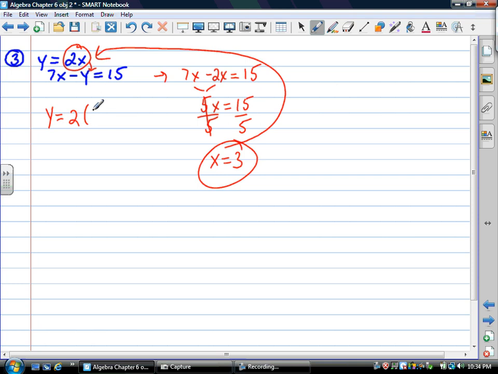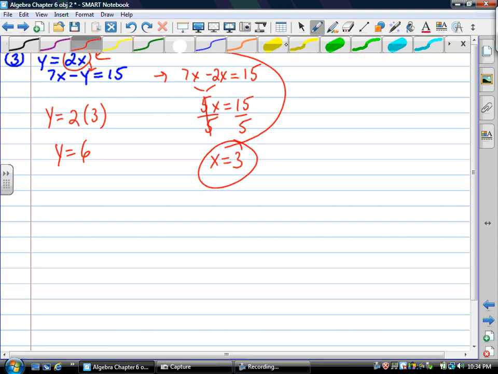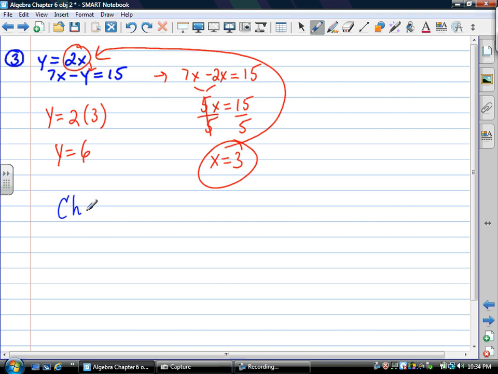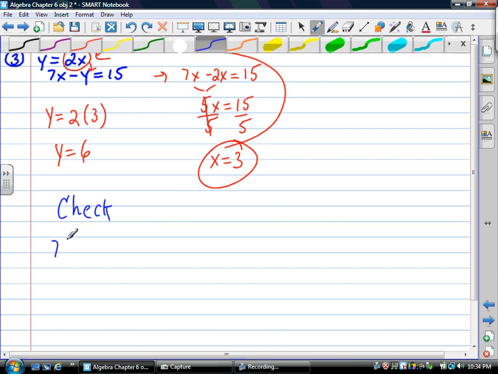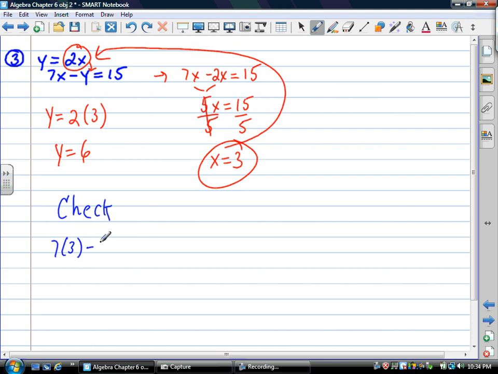y is 2 times whatever x is. We're saying x is 3. y is going to be 6. I want to check, so I have to check with that second equation. Do my check down here. I get 7 times whatever x is, 3, minus whatever y is. And is that equal to 15? Is 21 minus 6 equal to 15? Yes, it is. Right? You have to check your answers. By checking your answers, you're going to know if you're right or if you're wrong.